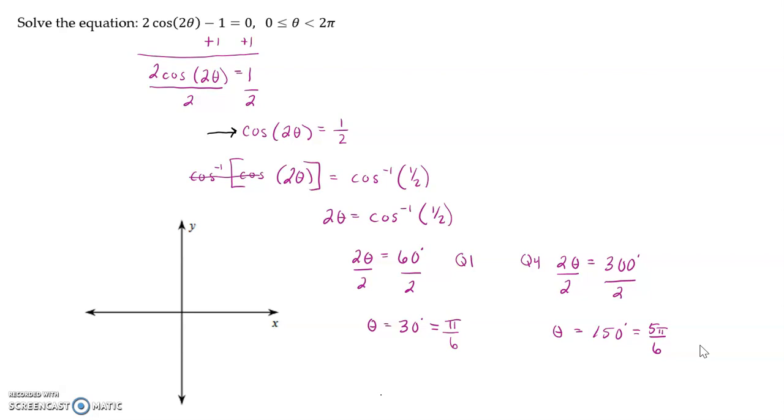The other way we could look at this is to take a look at the interval that we were given up here. Theta had to be between 0 and 2 pi. And keep in mind, we're looking at 2 theta, so think of it as we're going to multiply this piece by 2. And if we do that, we're going to have to multiply each of these pieces by 2. So our 2 theta value should be between 0 and 4 pi.